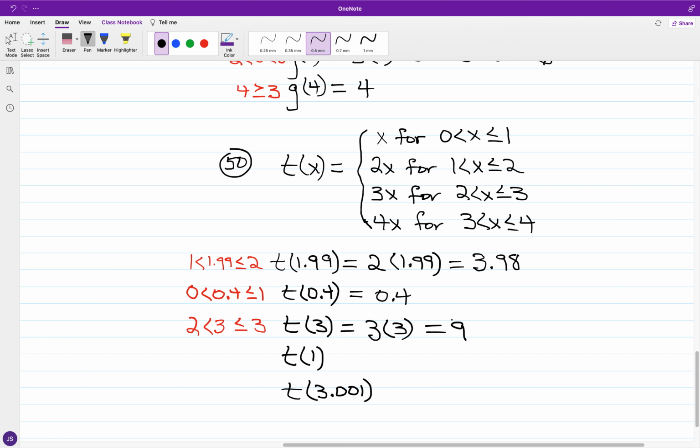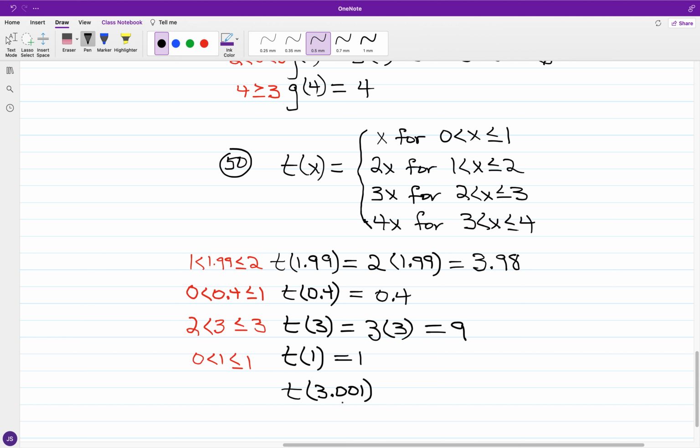And in the case of the number 1, 1 cannot be less than itself, but it can be equal to itself. So the first inequality is going to apply. And so for what we have in the case of t of 1, t of x is equal to x, well, with x at 1, t of 1 is equal to 1.